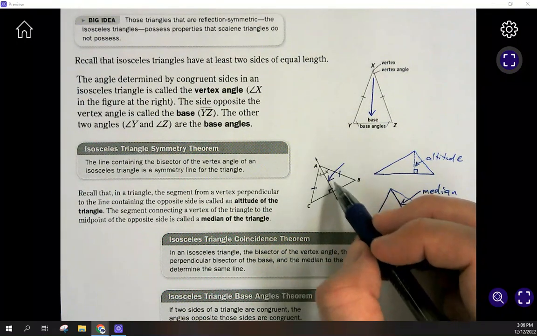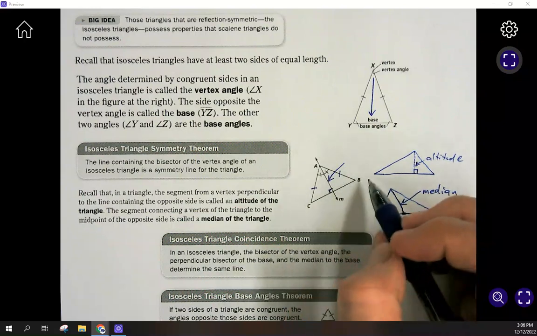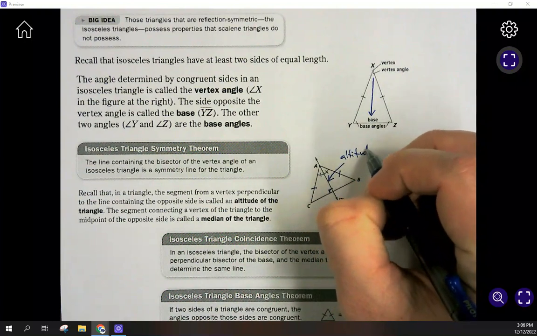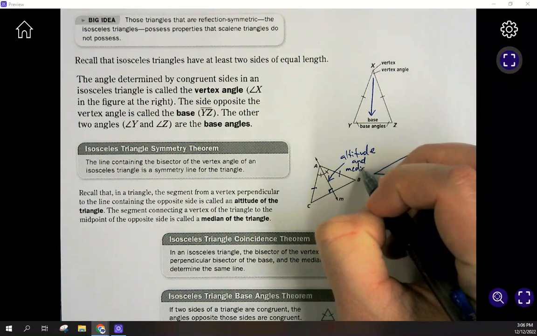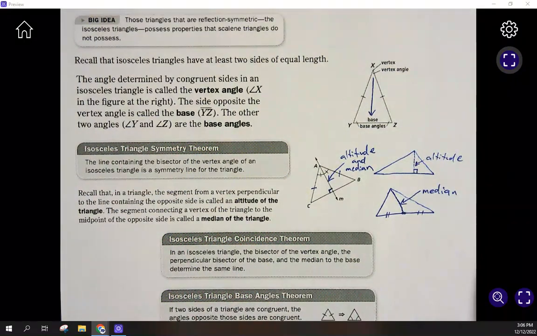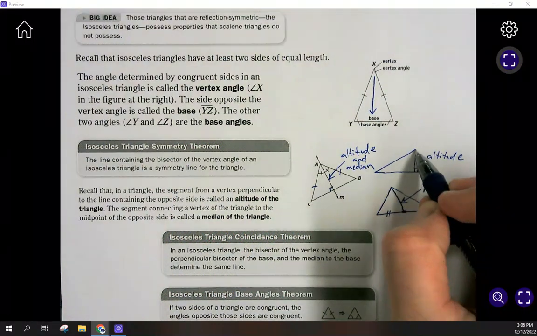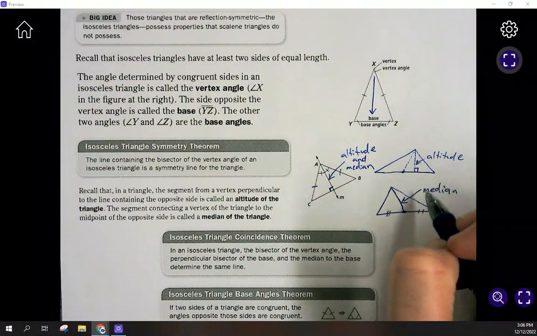Now, what's special about isosceles triangles is when we go from that vertex angle to the midpoint on the other side, it also hits at 90 degrees. It's the perpendicular bisector of that side. So this is both the altitude and the median. That's just something special about isosceles triangles. Over here, the median would go somewhere to find that midpoint.